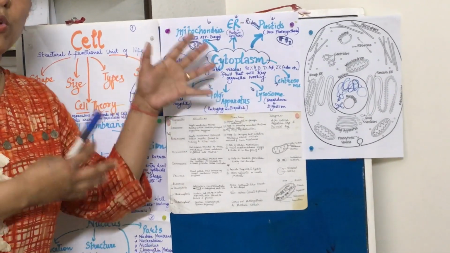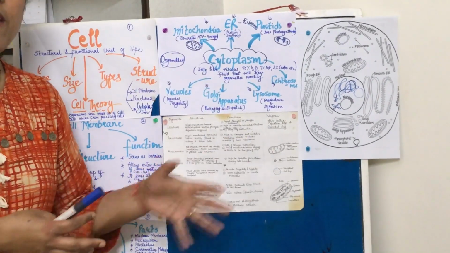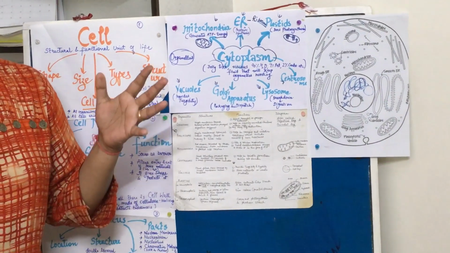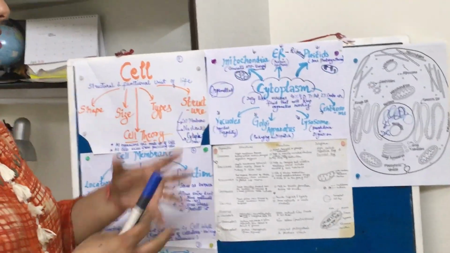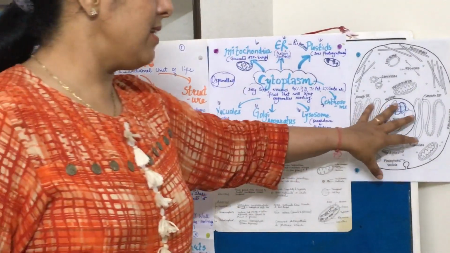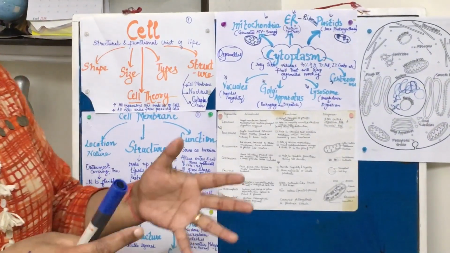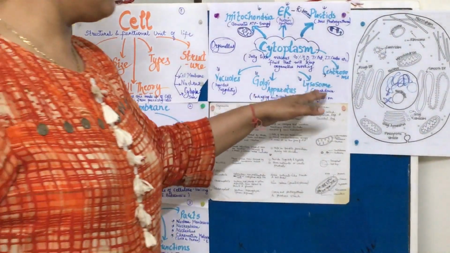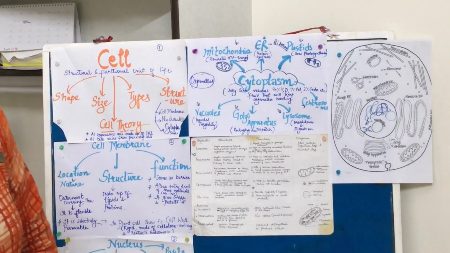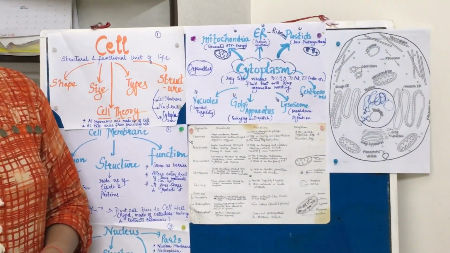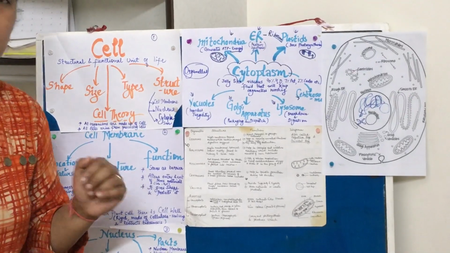When a cell is in a lockdown situation, when it is not able to take food, not able to survive, and things are not working out properly, then this lysosome starts releasing certain things and it causes self-digestion, breakdown of the cell, and because of this function it has been given the title of suicidal bags.